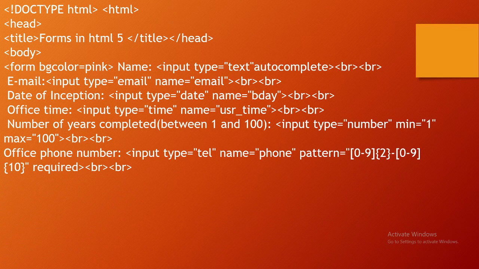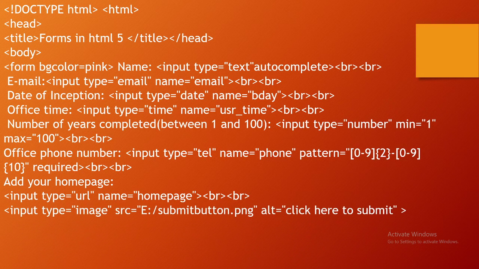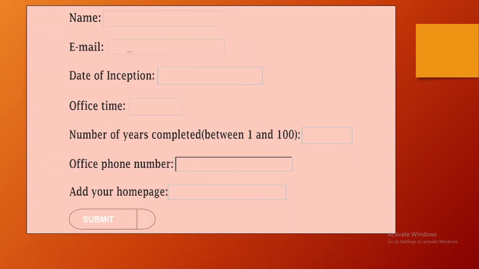Next, input type is equal to tel. This field is used to enter telephone number. Next, input type is equal to URL. Creates a field which is used to enter URL. Next, input type is equal to image, slash form, slash body, then slash html. It displays output like this.